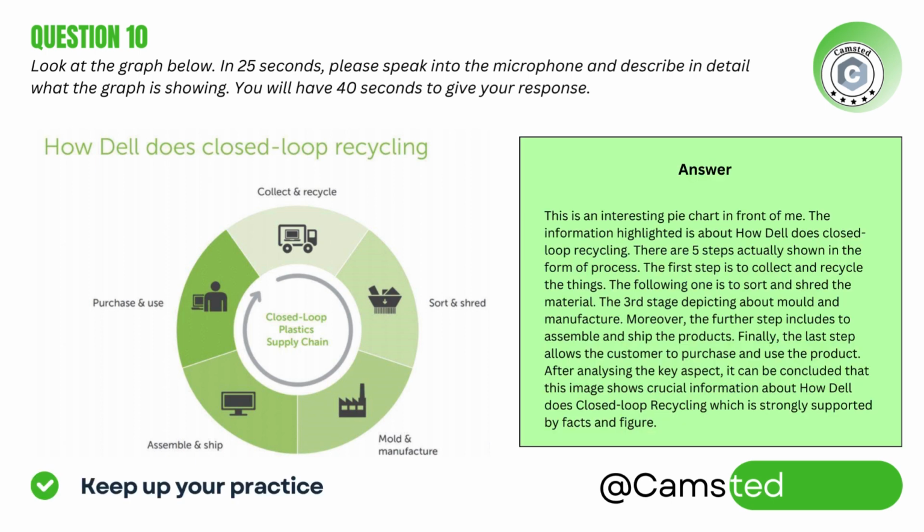This is an interesting pie chart in front of me. The information highlighted is about how Dell does closed-loop recycling. There are 5 steps actually shown in the form of process. The first step is to collect and recycle the things.